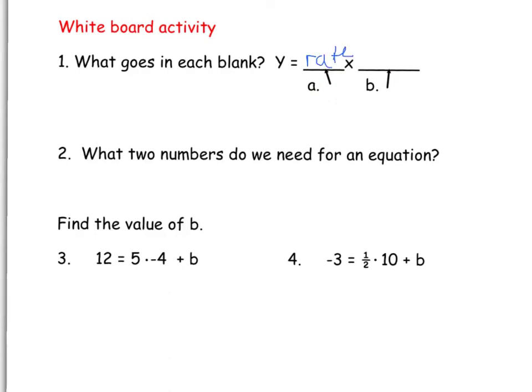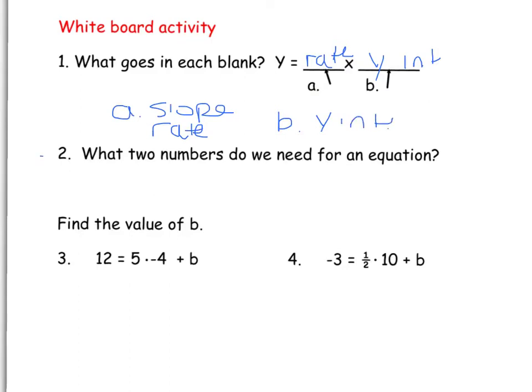The rate goes with the x. So a is either the slope, because remember we use these words interchangeably, or the rate. And the number that goes not with the x is the y-intercept. So the space for b, what goes in that blank, is the y-intercept.